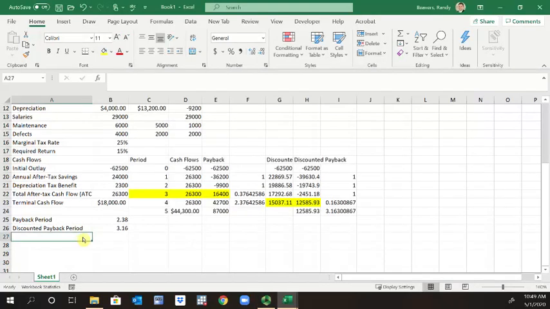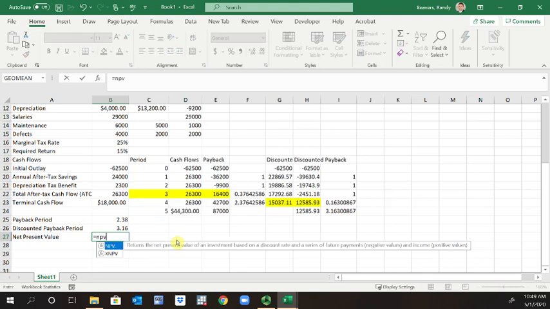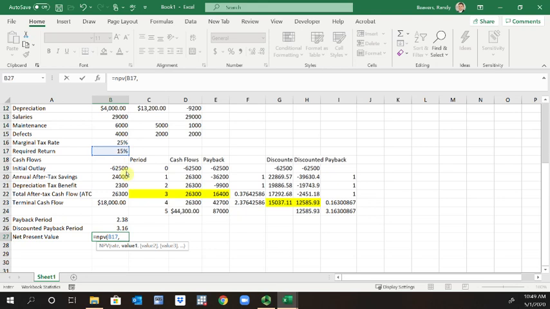I now cover the more typically used, especially for larger firms, capital budgeting techniques. The one that has the most clout, in my opinion, from a financial theory perspective is net present value. This will be equal to NPV, parentheses, the rate is the required return, comma, your first value is the total after tax savings, and actually we already did our cash flows listed out. So I'm just going to highlight those.